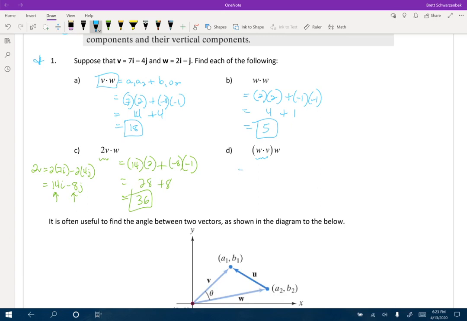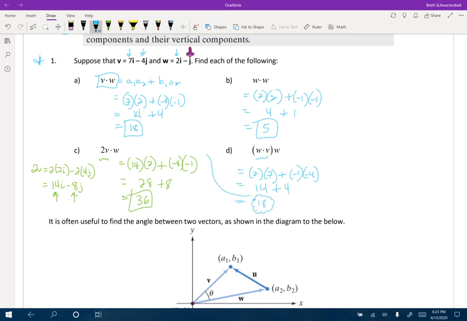So if we did w dot v, that means our a1 would be 2. Our a2 would be 7. Plus our b1 would be -1. And our b2 would be -4. Okay, that is going to give us 14 plus 4, which is 18. So look what happened here. I'm going to put a little cloud here. It's not the answer yet.